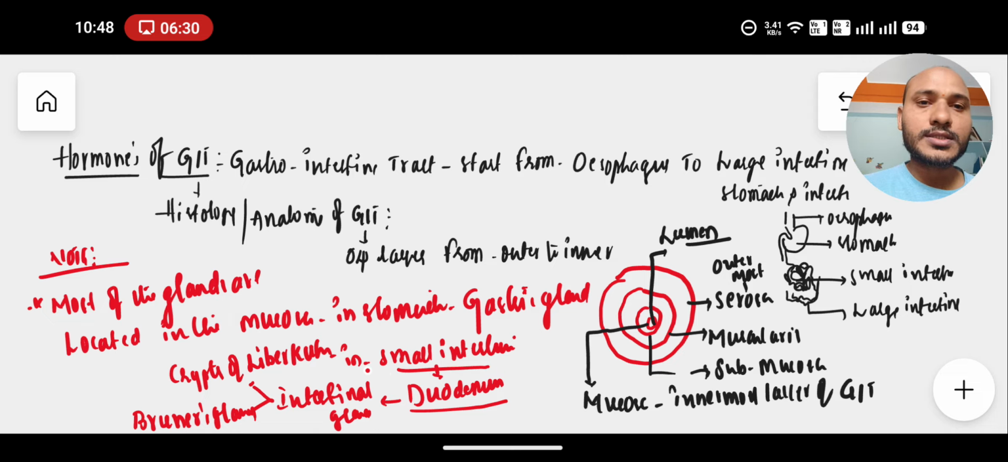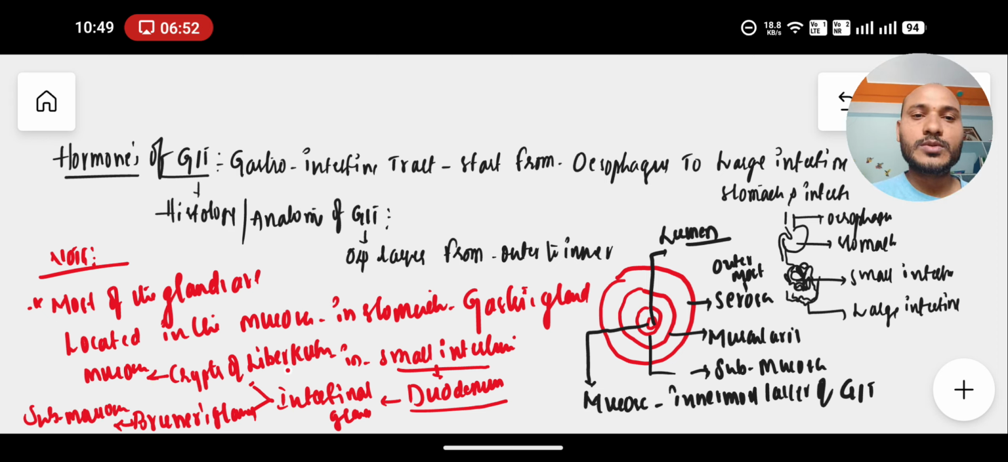The interesting thing is that the crypts of Lieberkuhn are located in the mucosa region of the GI tract, but the Brunner's glands are located in the submucosa. That is the most important part. So this is the complete information on the anatomy or histology of the GI tract.